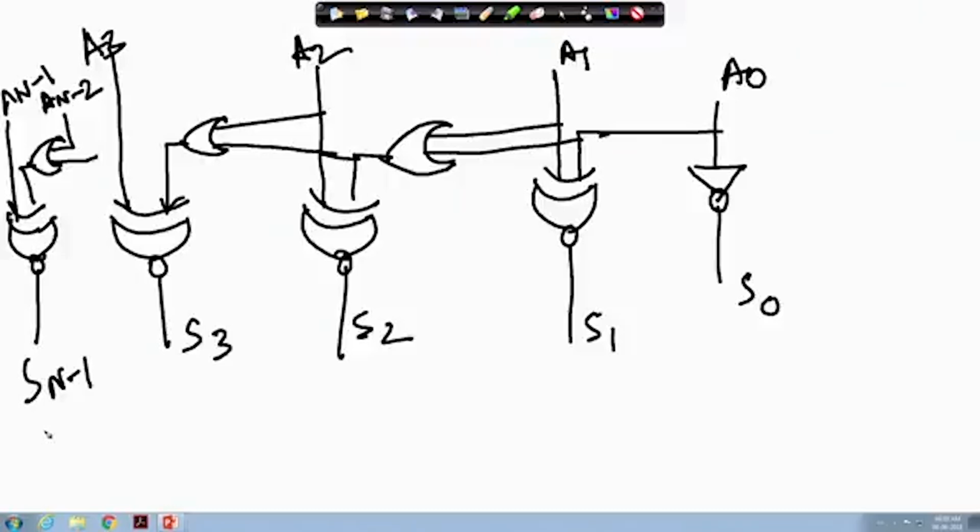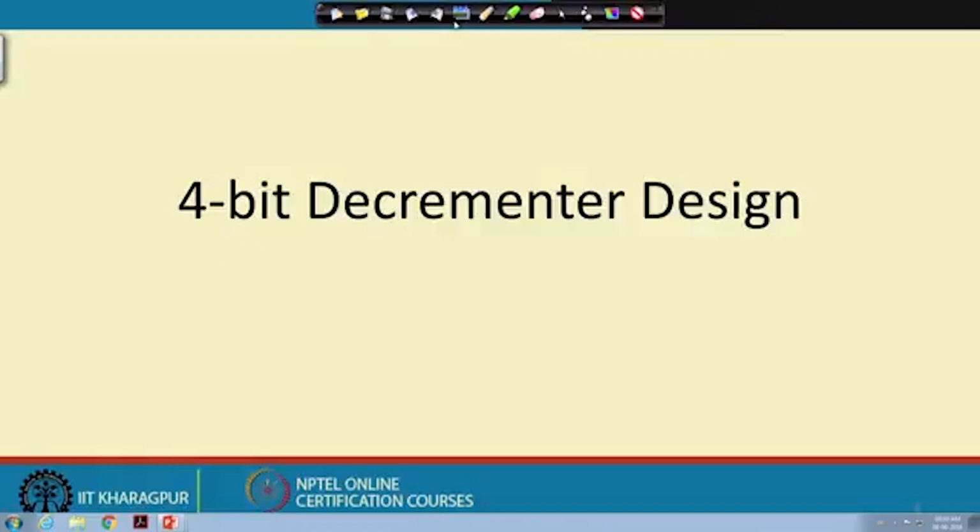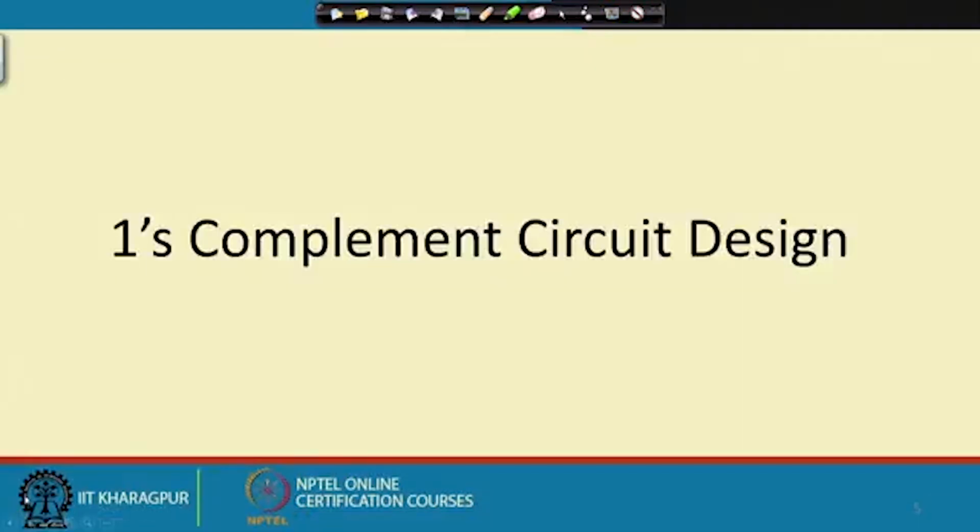Okay. Understood? Then again, if I go back to the slide, we have learned how to design any n bit decrementer design. Now next we have to see the one's complement circuit design. In one's complement, whatever input we give, it will be just the inversion of that.